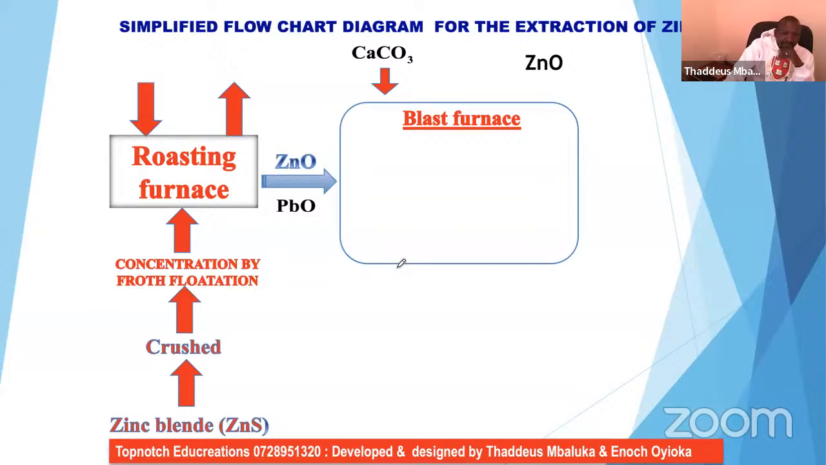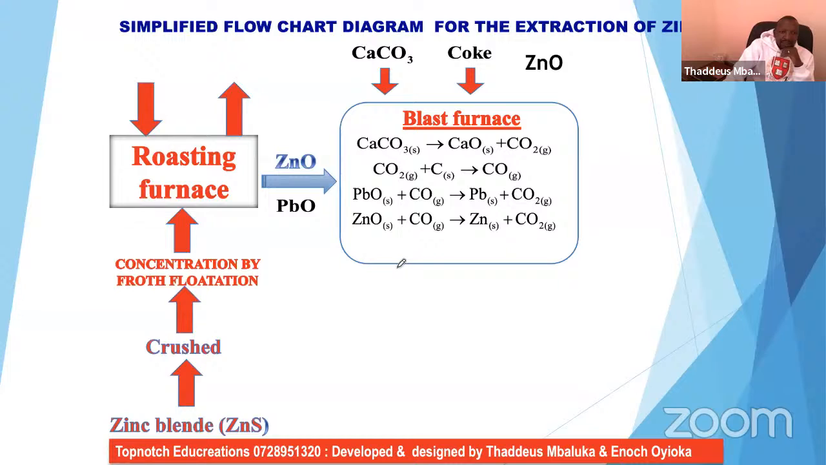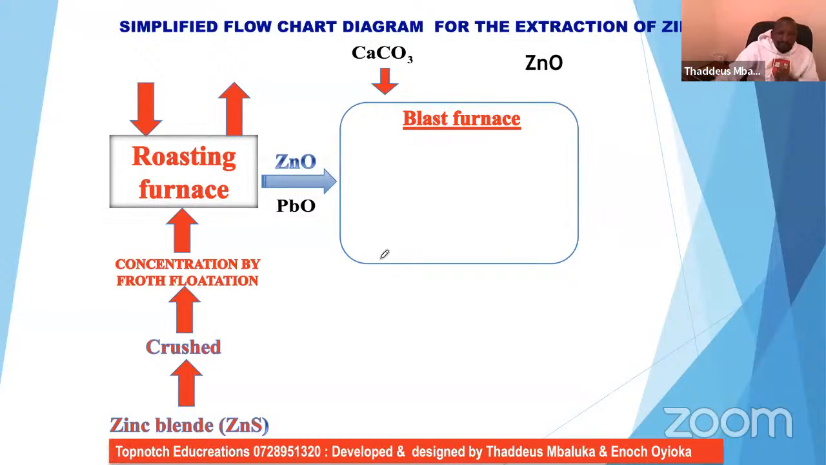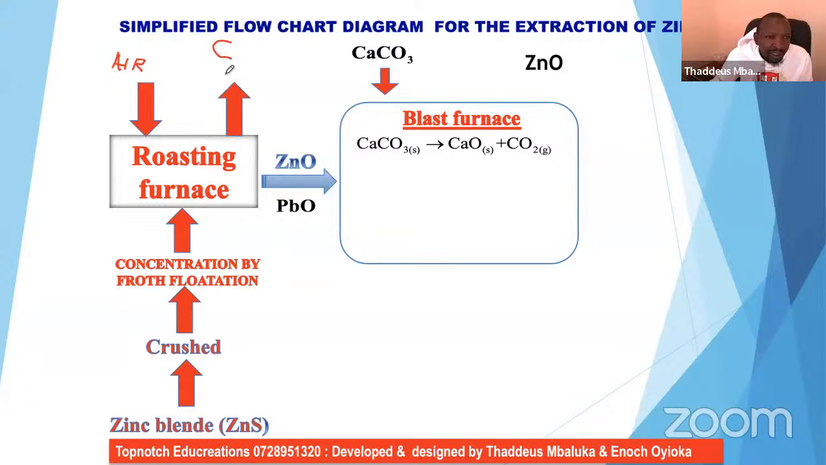So in the roasting furnace, there's something that is missing here, but you need air here. You need air. And here we are still going to have the sulfur oxide escaping at that point.